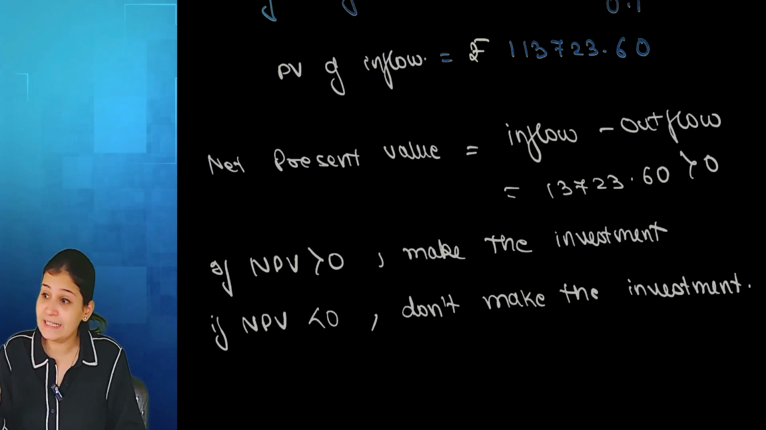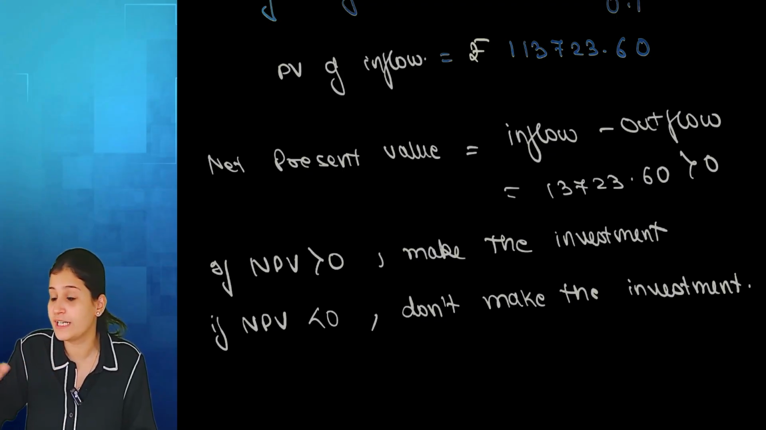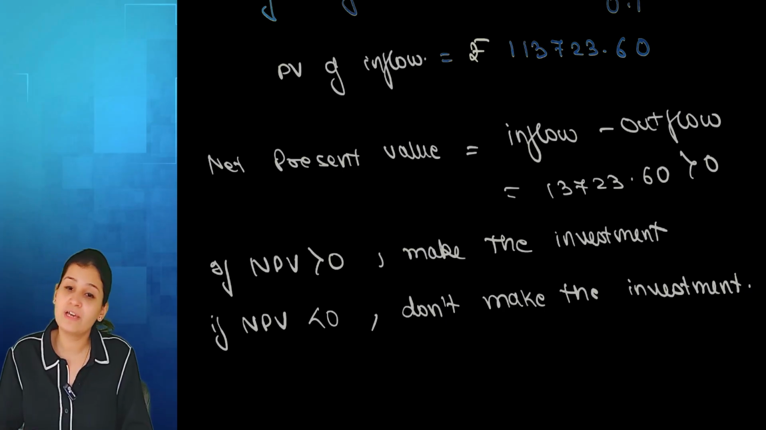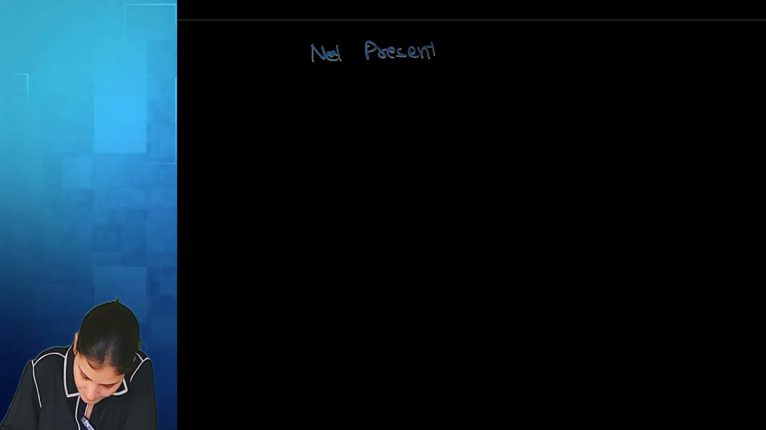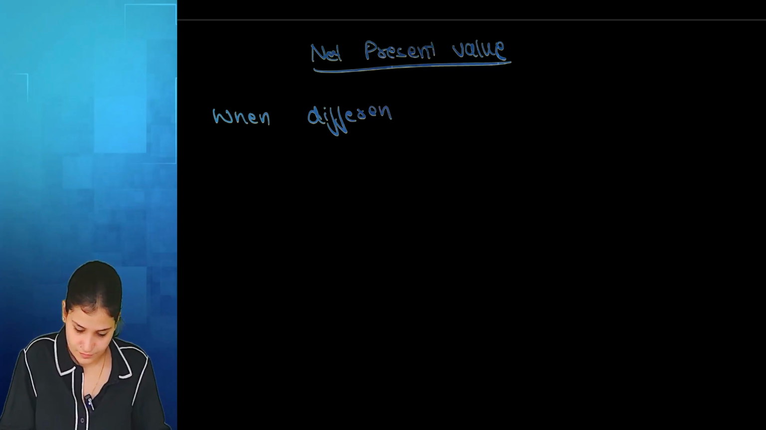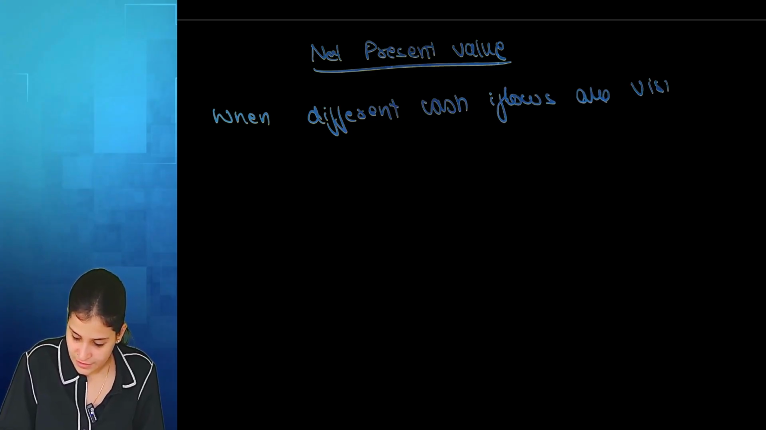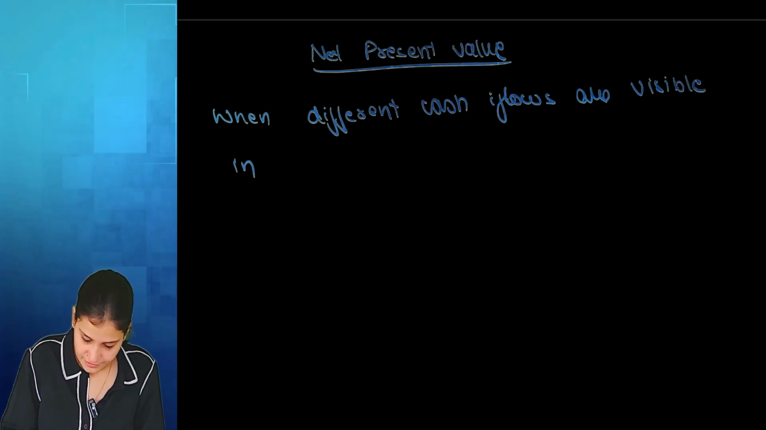But even in that case, I have to find out the present value so that I can draw the comparison whether or not I should make this investment. So now we are going to deal with that scenario. We'll find out net present value when different cash inflows are visible in different years.